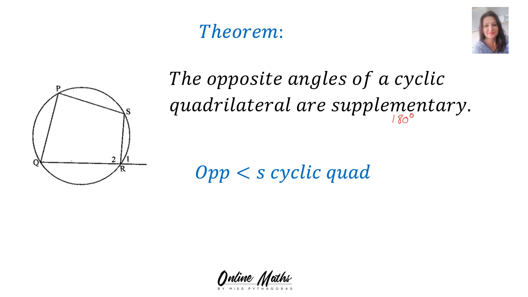This theorem then implies that angle P plus angle R2, they are supplementary. And you can also say it the other way around. You can say angle Q plus angle S, they are supplementary. Opposite angles cyclic quad supplementary.